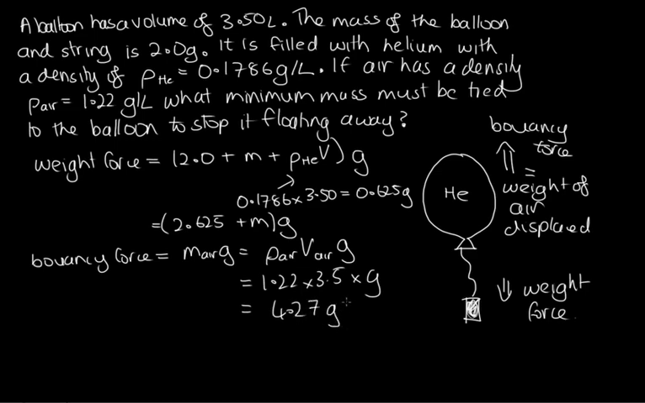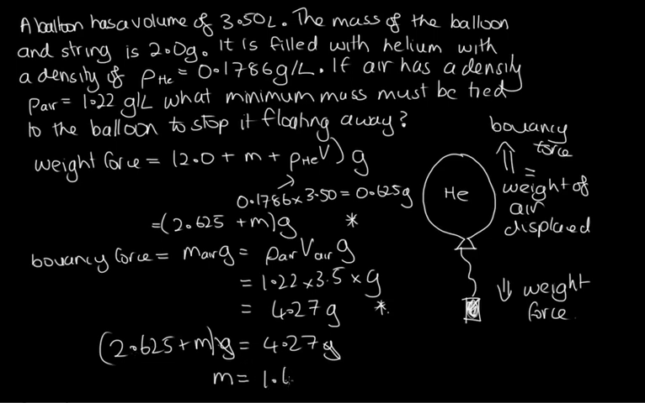4.27 g. Now what we've said is that our buoyancy force must be equal to our weight force. So we can set this one here equal to this one here. So we have (2.625 + M) times g is equal to 4.27 g. These g's cancel out. Now all these masses are in grams, and so our final mass is 4.27 minus 2.625. So this gives us 1.65 grams is the mass that must be tied to the end of the balloon there.